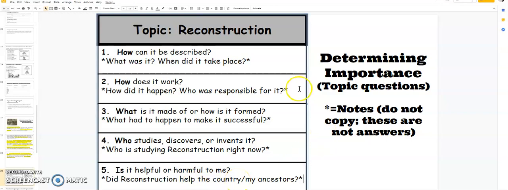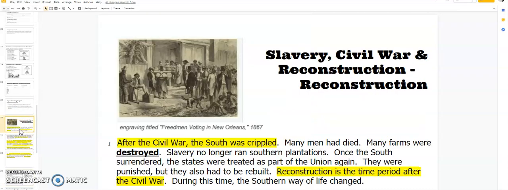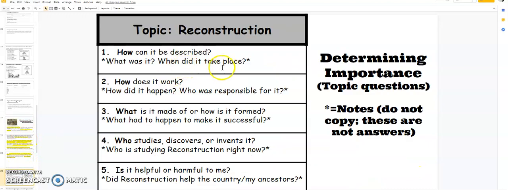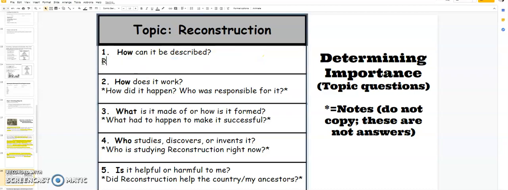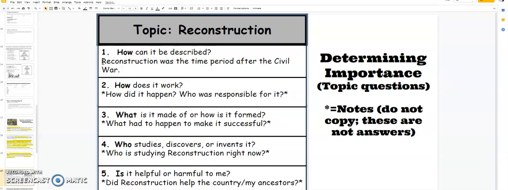So let's go back to what was it, when did it take place? So this is how we're going to use our highlighting. So 1, how can it be described? What was it, when did it take place? We come here. Reconstruction is the time period after the Civil War. So is that going to be our answer? It is. So that's what we're going to say. Reconstruction was the time period after the Civil War. And you can copy that. So if you need to copy that, go ahead and pause.